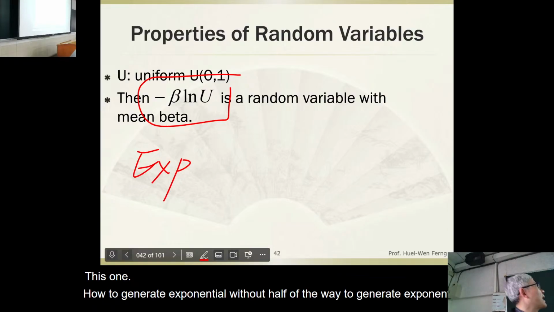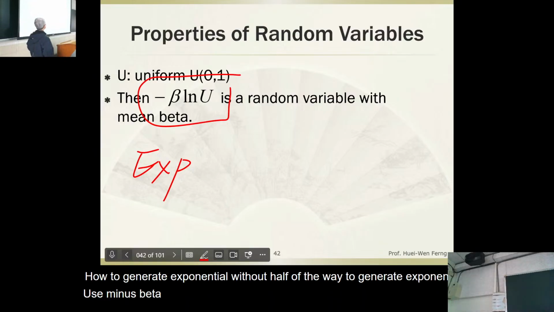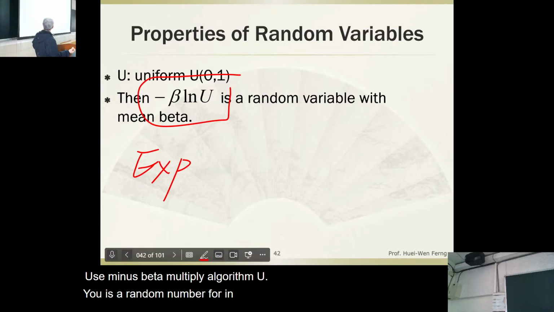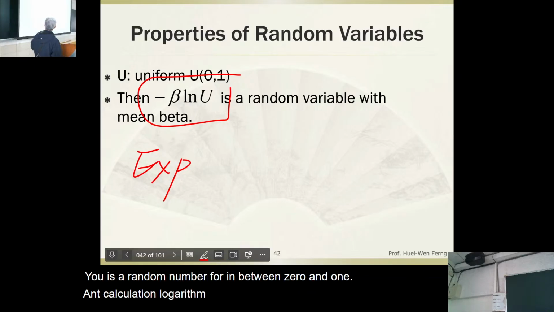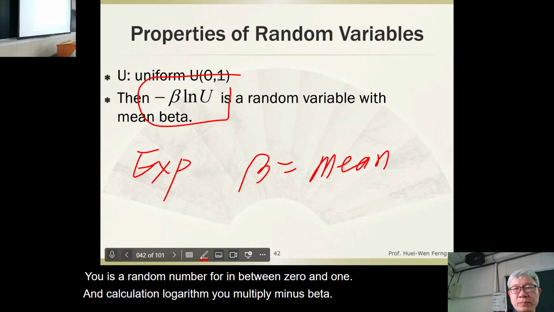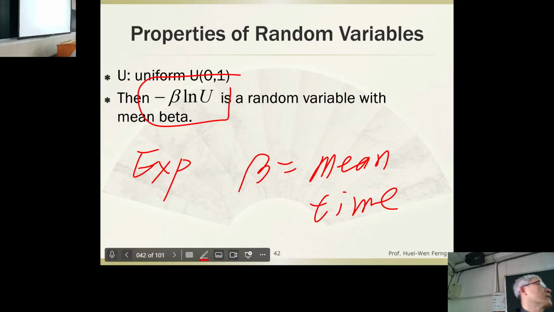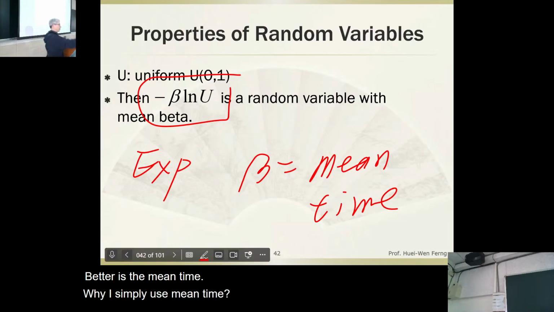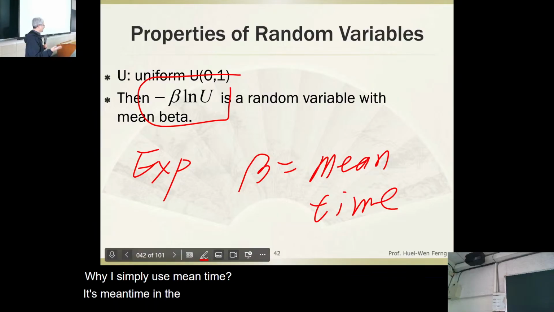Use minus beta multiplied by the logarithm of u. U is the random number between 0 and 1. And the calculation is the logarithm of u multiplied by minus beta. Beta is the mean time. I simply use mean time, and the mean time here can be the mean inter-arrival time.